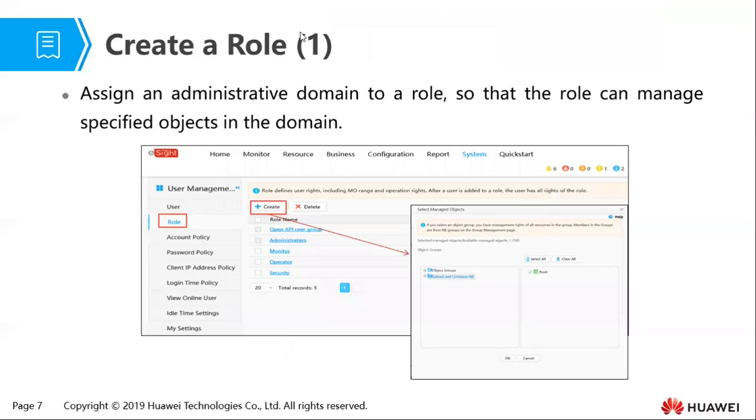Quickly, let's see how to create a role. To do that, you click on the role, and then you click on create. Then you assign an administrative domain to a role so that the role can manage specified objects in the domain. So that's how you do it.